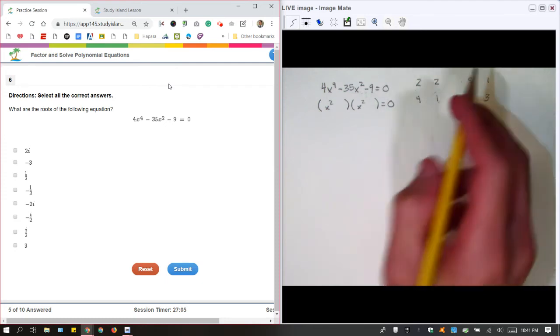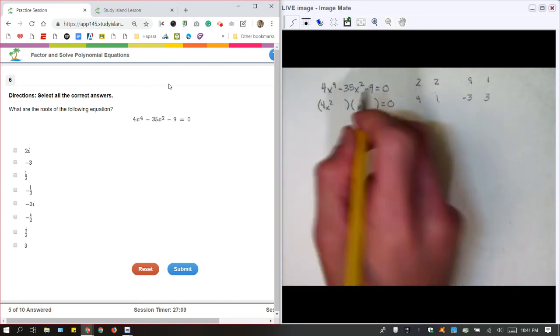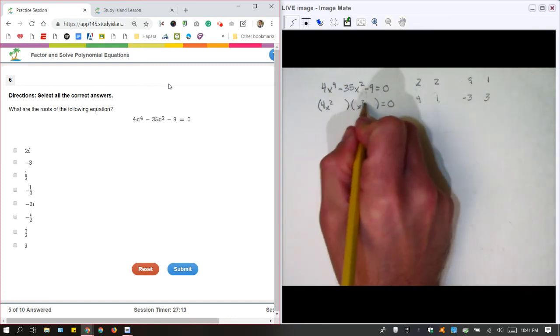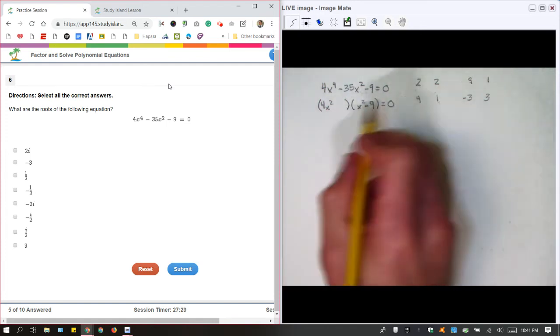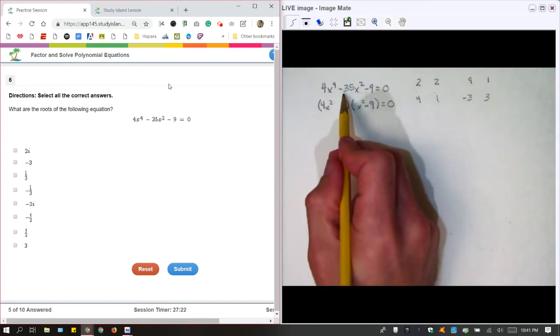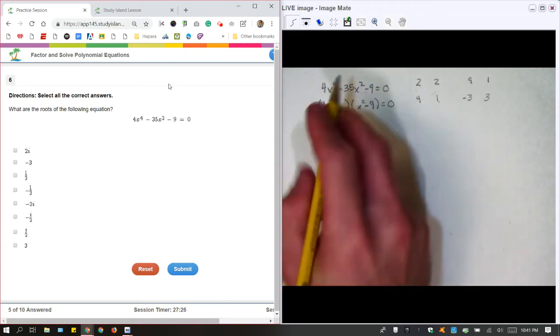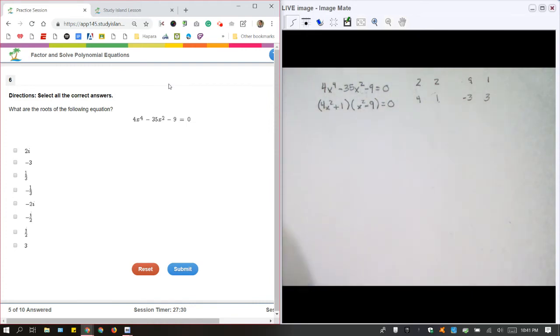So what you've got here is 4x squared and 1x squared, and you want to multiply 4 times 9, so that's going to be in the other binomial. So you've got minus 9 over here because you wanted it to be negative 36x squared plus 1. So 4x squared plus 1 over here, and x squared minus 9 over here.